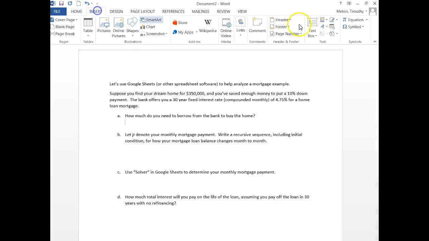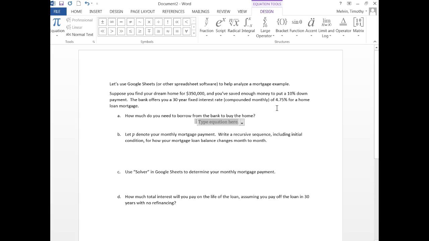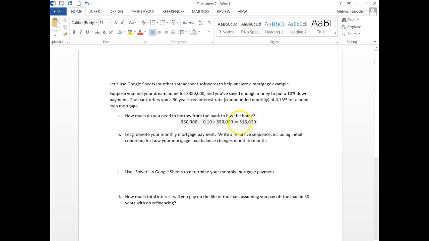So I'm going to write this in equation mode. So we're going to take $350,000, but then take away 10%, 0.10 times 350,000, because that's going to be your down payment, and then what is left over from there is $315,000. So this is going to be your initial loan amount. We could ignore that 350,000, it's a $315,000.